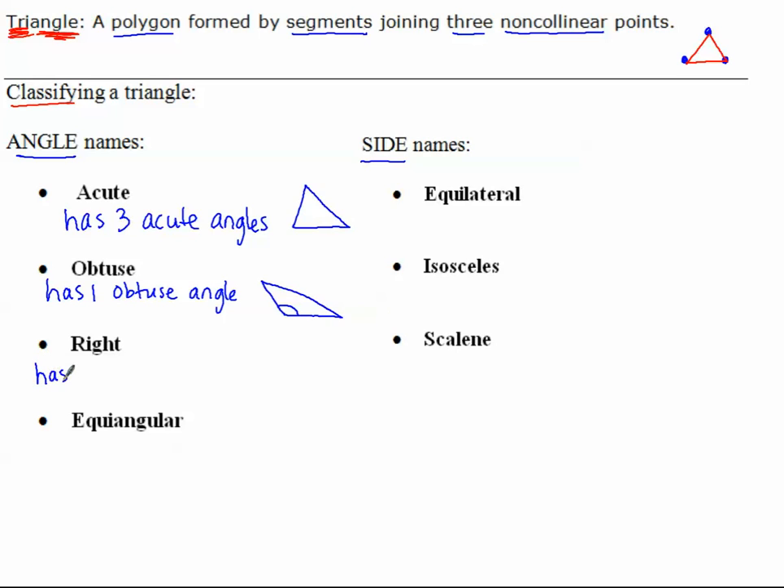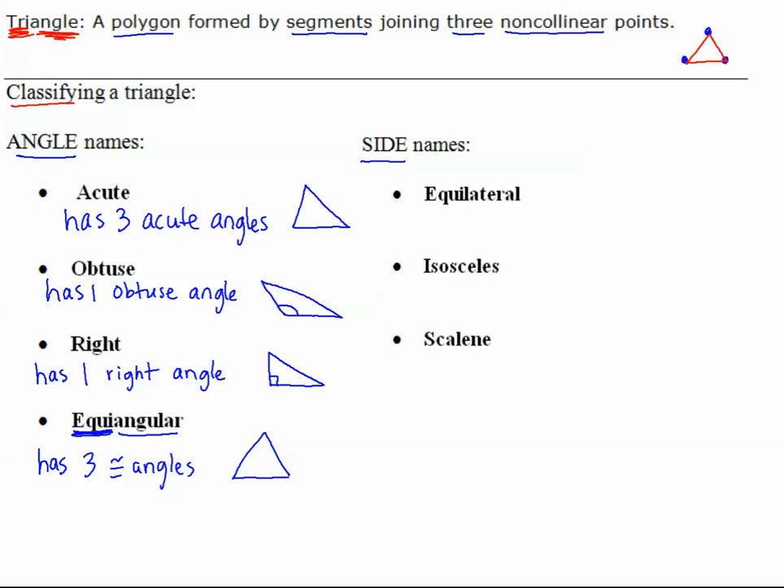A right triangle has 1 right angle. So similarly to the obtuse triangle, I start by drawing a right angle and then I connect to make the third side. Equiangular triangle has, look at what this part of the word is, equi is like equal. Angular, angles, has 3 congruent angles. So when I draw that, I try to make all 3 angles look like they're the same measure, but we need to mark that they're the same measure with angle congruent marks. So this is just a review of how to classify triangles by their angles.